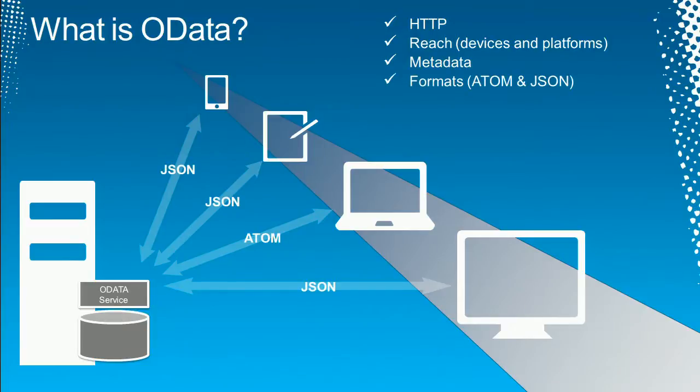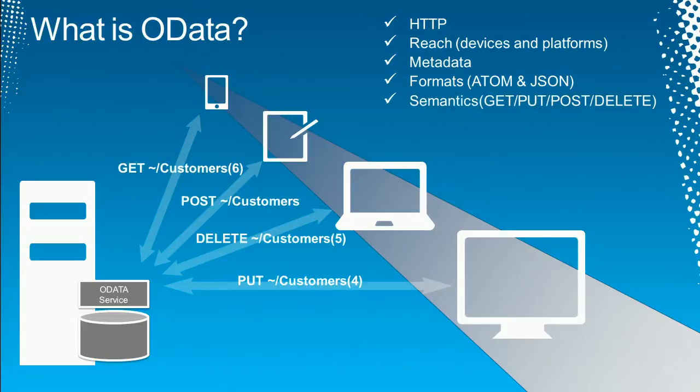We also support two formats. Atom, which is essentially where OData grew out of. That is actually Atom Pub. Okay, and it's a kind of minor extension on Atom Pub to support rectangular data. And then we support JSON as well, which gives us much better reach into the JavaScript world.